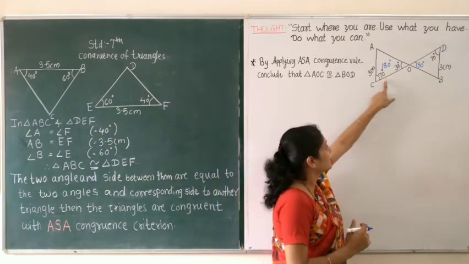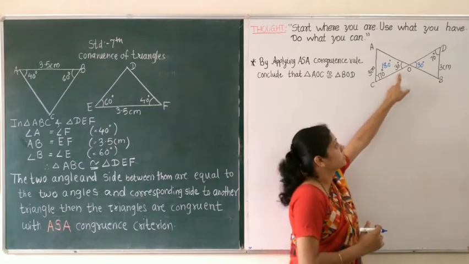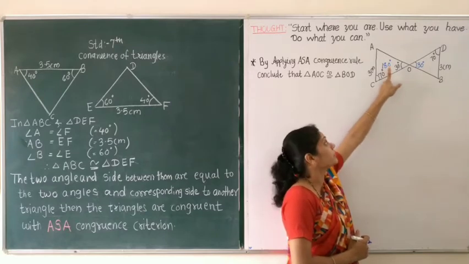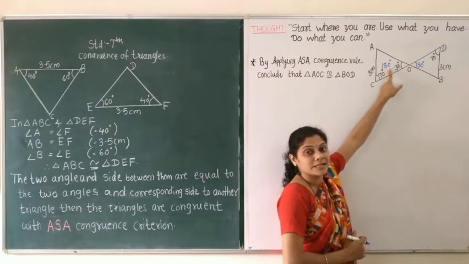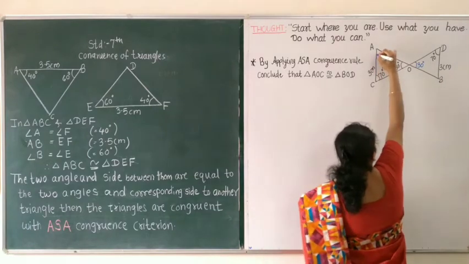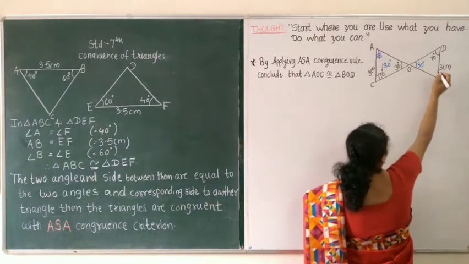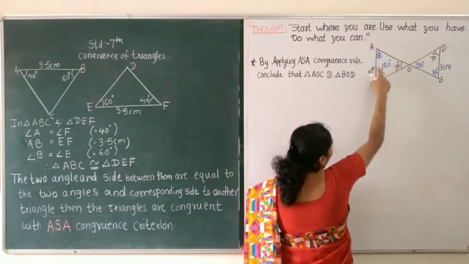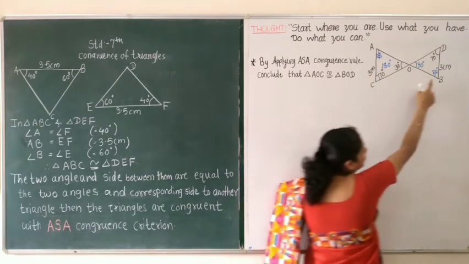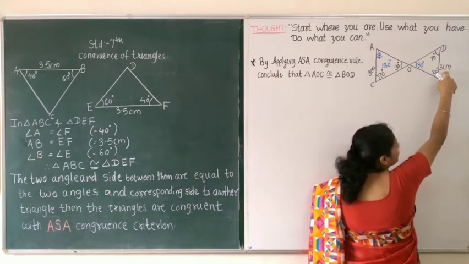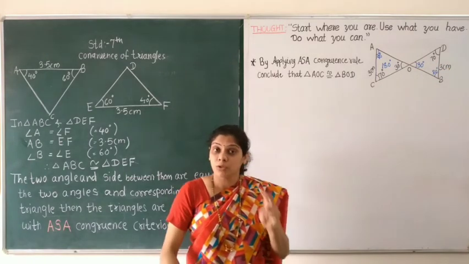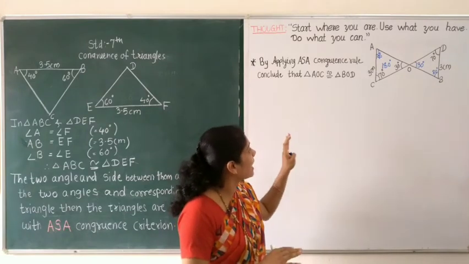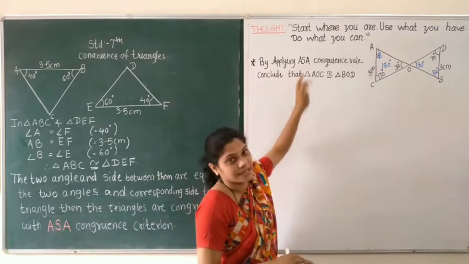Look here, 70 and 30. What is the sum? Yes, 70 plus 30 is 100. And if we subtract 100 from 180, what do we get? 180 minus 100 is 80. So this angle is 80 degrees, and this angle is also 80 degrees. So you can see I get the measurements of these two angles, which include this side. So now I get two angles and the included side. So I can prove these two triangles are congruent by the ASA rule.